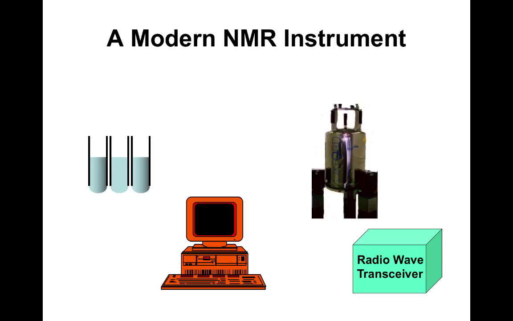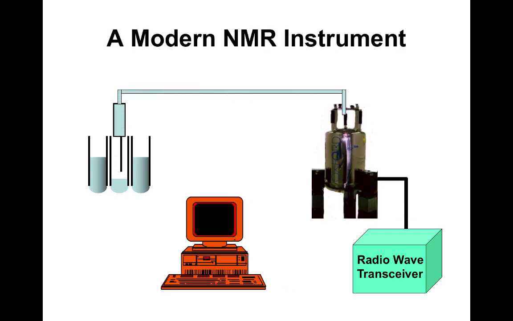So typically with modern NMR, a lot of things are automated. Samples can be injected directly into these superconducting magnets. Radio wave receivers and transmitters are sent into the sample, and then the frequencies and free induction decays are measured, converted fairly automatically into spectra.